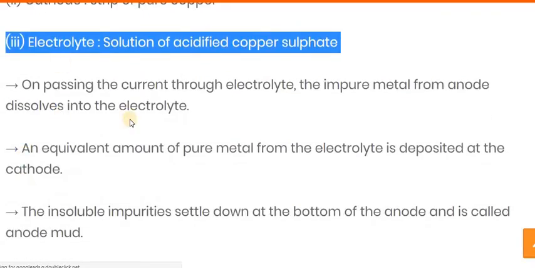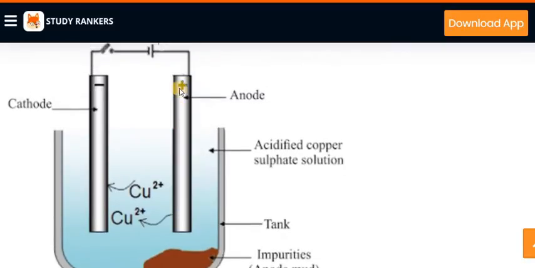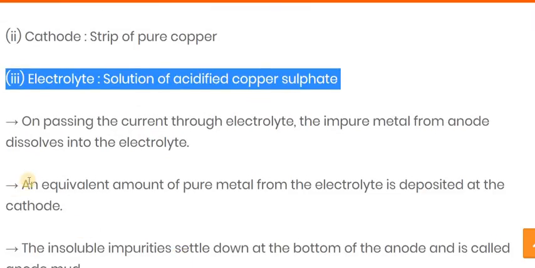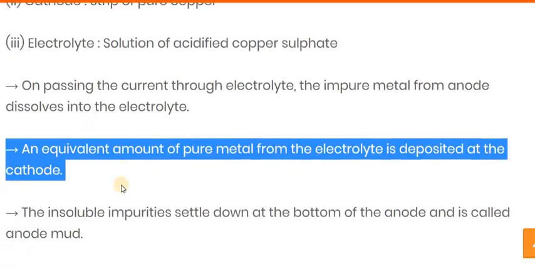Now whenever we pass the current through the electrolyte, the impure metal at the anode starts dissolving into the electrolyte. Here as anode we have taken impure copper, and whenever we pass the electricity, the impurities settle down at the bottom of the anode, and some dissolve in the electrolyte. An equivalent amount of pure metal from the electrolyte is deposited at the cathode, and as a cathode we have to take pure copper.